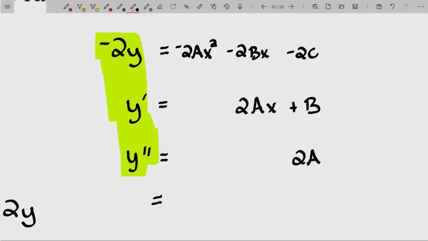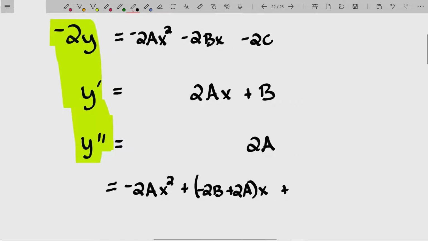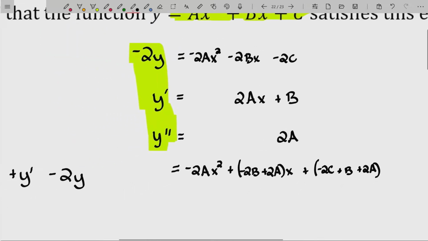As far as x squareds go, I have a negative 2a of those x squareds. As far as x's, I have a negative 2b and a positive 2a of them. And as far as constants, I have a negative 2c, a positive b, and a positive 2a. That's what the summation of y double prime plus y prime plus a negative 2y is. And notice how I collected like terms. It just makes it much cleaner.